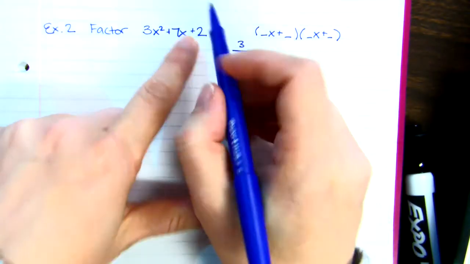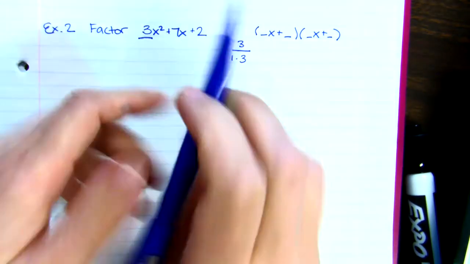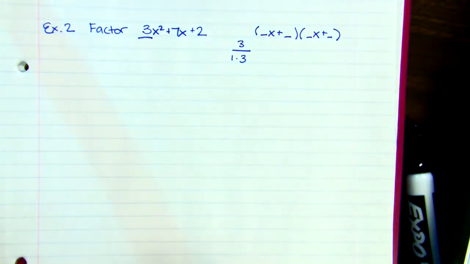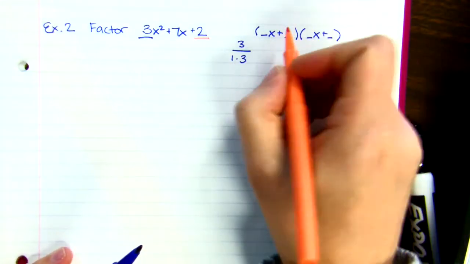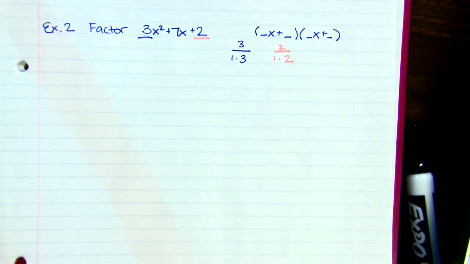And then I also want to look at the factors of this 2. So just like I did before, I'm looking at the factors of my last term as well. 2, luckily, only comes from 1 times 2. This is where it gets a little tricky.